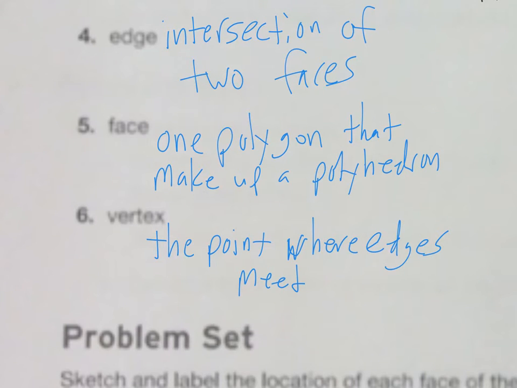All right, so there's 3 other important words. These are probably some of the more important ones you're going to hear when you're talking about geometric solids. You have an edge, which is the intersection of 2 faces, kind of like a corner, but it's more of a line. And I'll show you an example in a minute. You have a face, which is one polygon that makes up a polyhedron. So polyhedron is just a synonym for geometric solid. Vertex, the point where edges meet. So edges and face and vertex all kind of used to define each other.